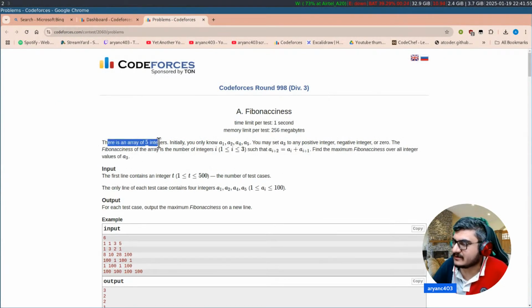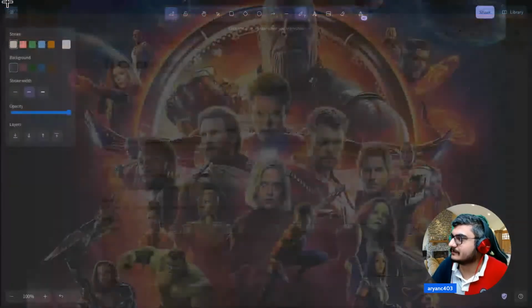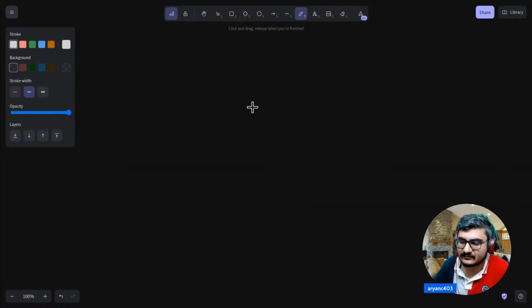So there is an array of 5 integers. Initially, you know A1, A2, A4, A5. You may set A3 to any positive integer, negative integer, or 0. The Fibonacciness of the array is the number of integers i such that A(i+2) is equal to A(i) plus A(i+1). Find the maximum Fibonacciness over all the values of A3. So let's briefly discuss what the problem statement asks us to do.